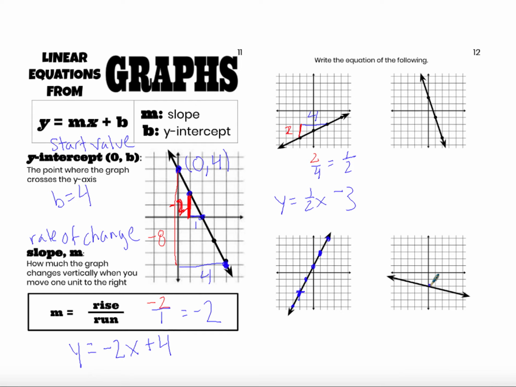Here it's a little bit harder, but it looks like this is going to be a rise of negative 2, a run of 8. So my slope is negative 2 over 8, or negative 1/4.